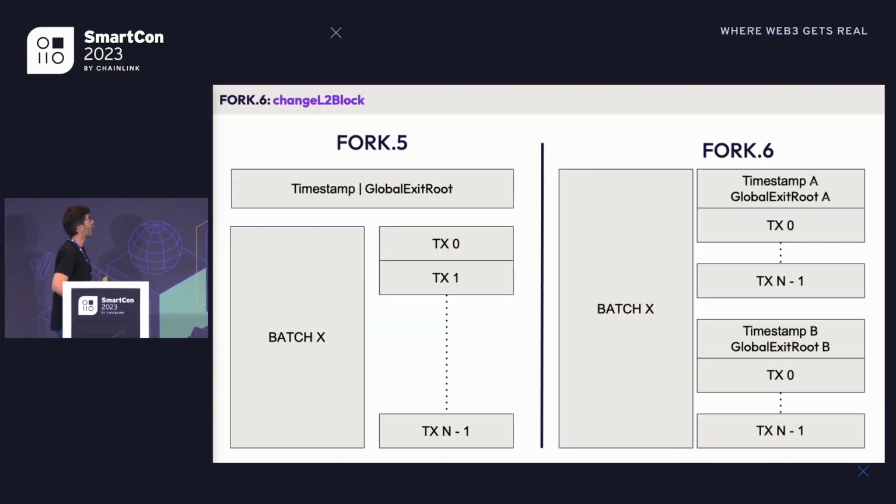Okay, what about the Fork.6? The Fork.6 basically introduces one important concept that we didn't take into account at the beginning of the protocol. This concept is the block. You may know what a block is in Ethereum. In our protocol, we have a batch, and we thought at the very beginning that the batch would be the block. So we named it differently in order not to confuse block and batch.